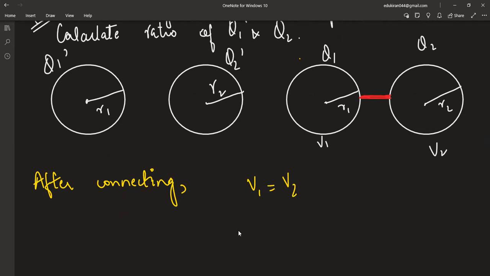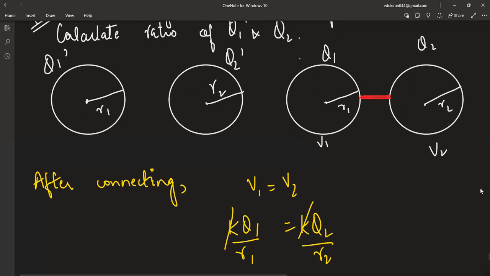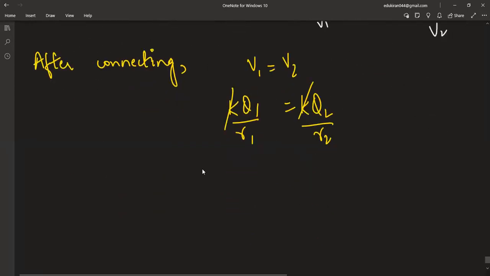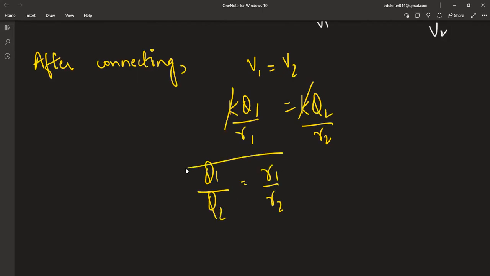So I can write this as K Q1 by R1 equals K Q2 by R2. K will get cancelled from here. Firstly, the ratio of Q1 by Q2 will become R1 by R2. This is your answer in one line. This is a very easy question.